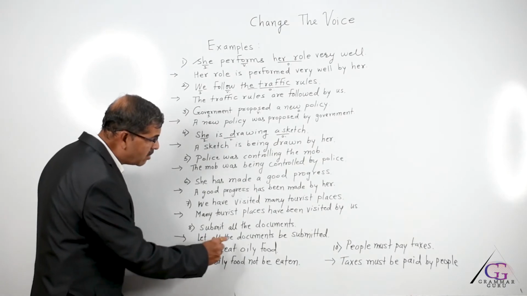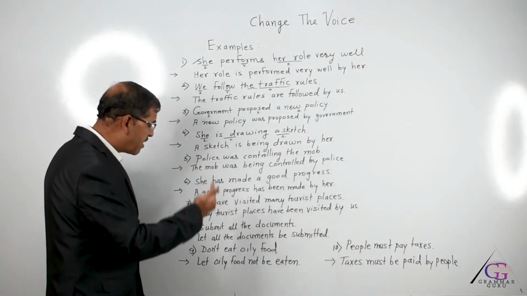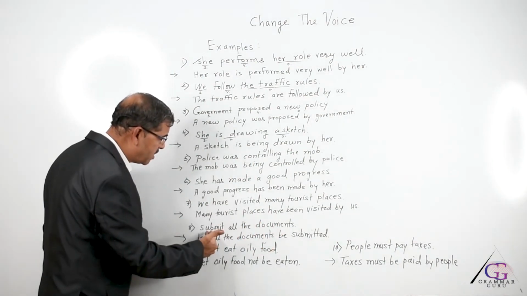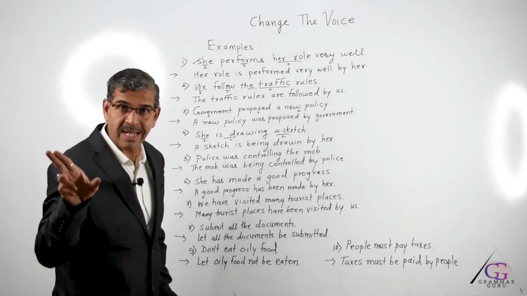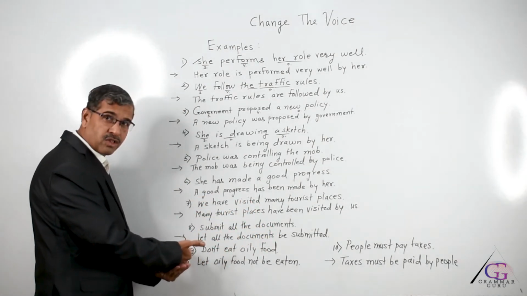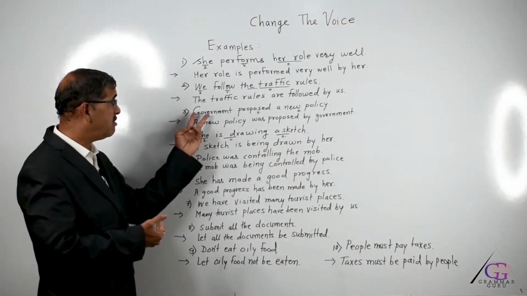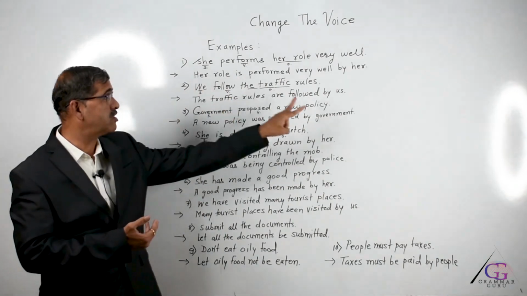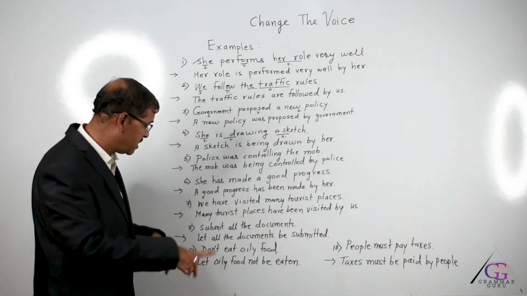So, we have written let all the documents, then write be, and then write the V3 form of this verb, that is the past participle, submitted. Do not write by plus subject. Why? Simple, because there is no subject over here. Over here it was a sketch, so we changed government to by government, and we to by us. Over here there is no subject, so no by plus agent.